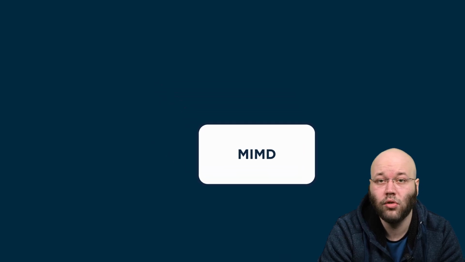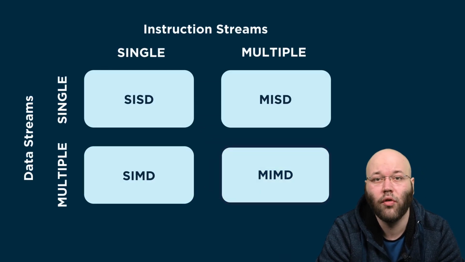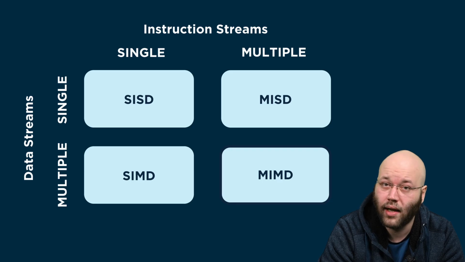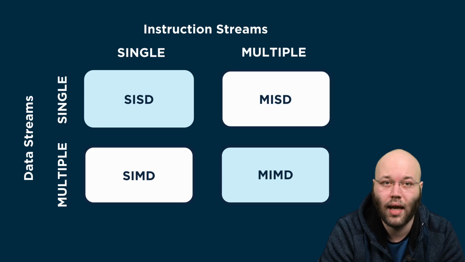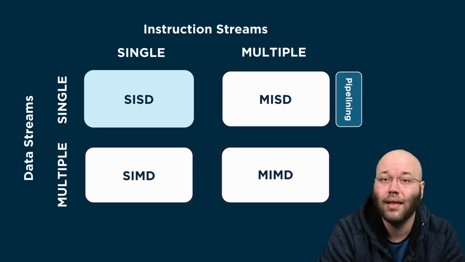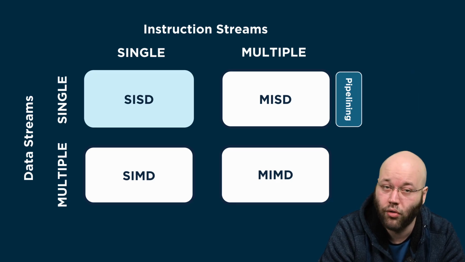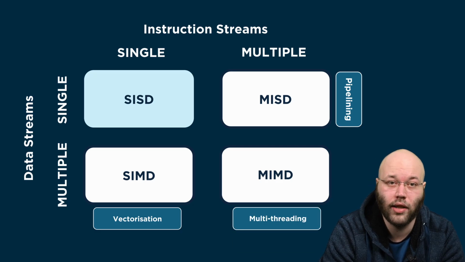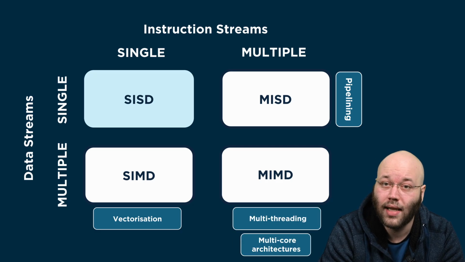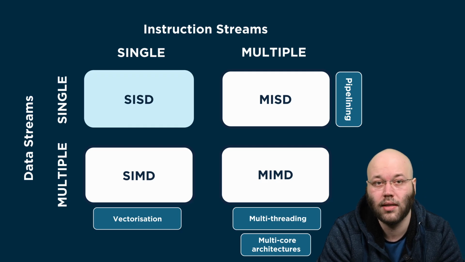Most modern processors do not conform to a single category from the models we have just studied. Instead, they combine multiple paradigms of SIMD, MISD, and MIMD. Pipelining, MISD, is present in nearly all processors to improve instruction throughput. Vectorization, SIMD, is common in CPUs and GPUs to enhance performance in tasks like image processing and scientific computing. Multithreading and multi-core architectures, MIMD, are standard in virtually all computing devices today.